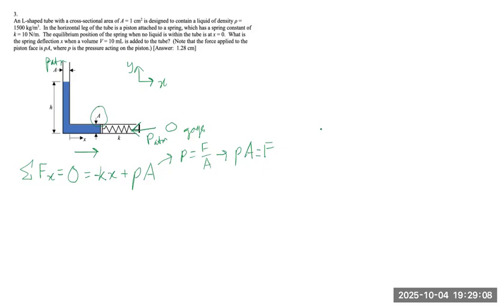Now that we have our force balance equation, we can rearrange it to get pressure in terms of k, x and A. So pressure is equal to kx over A, and P is the gauge pressure acting on the piston.